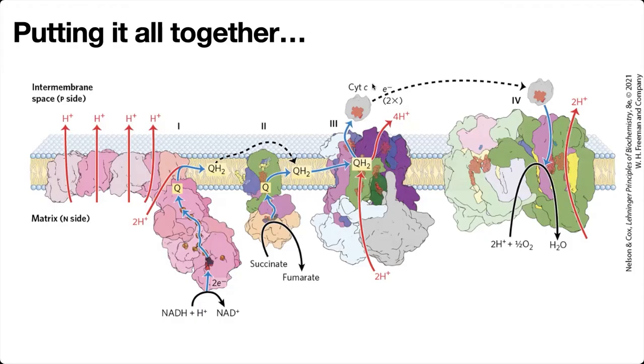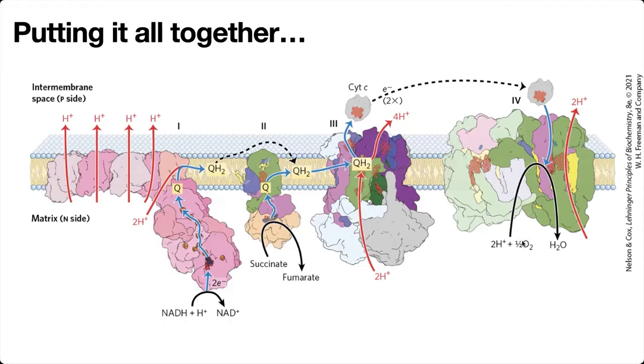Cytochrome C is this small protein, and it's going to take those electrons to complex 4. And in complex 4, you're going to pump out another 2 protons, and you're going to take the electrons and stick them onto oxygen, which is going to lead you to water. So oxygen is our terminal acceptor. Oxygen is going to be our final acceptor of these electrons.